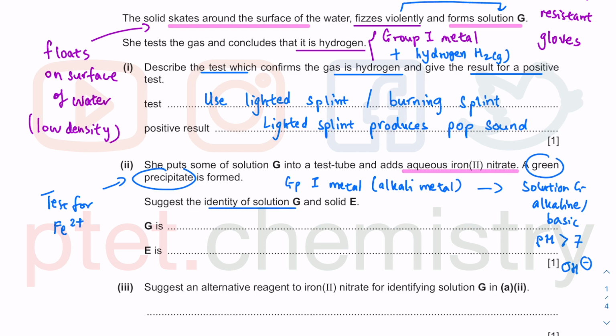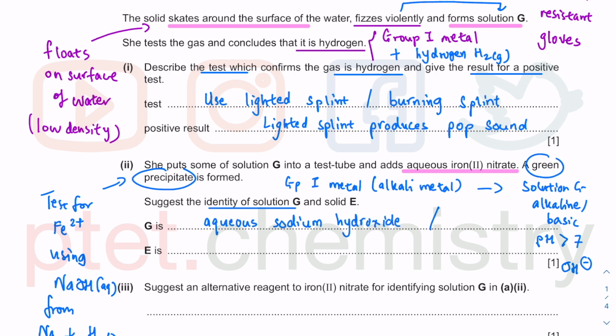So test for iron 2+, this is using your hydroxide, which will have to be your sodium hydroxide. This is from sodium plus water reaction, because NaOH there is just the metal and the water, giving you the solution G, which is alkaline. So G must be sodium hydroxide. They want the identity, so the way we write it, just like from your syllabus, will be aqueous sodium hydroxide. If you know the formula, you gotta write it down correctly. That is Na plus OH minus, NaOH. You gotta include the aqueous because this is a solution, meaning you dissolve that in water and not the solid.